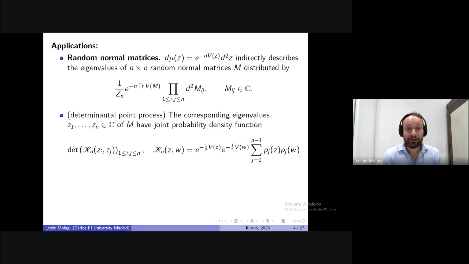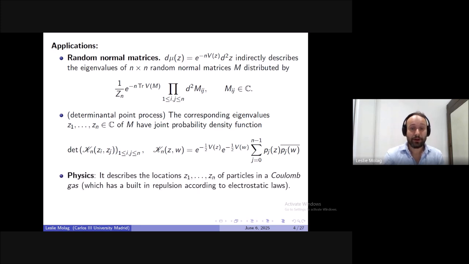There is also another application, which is what we call a Coulomb gas. That's an application from physics. So these eigenvalues can also play the role of the locations of particles in a certain gas, which you call a Coulomb gas, which satisfies certain two-dimensional electrostatic laws. So that's another application.